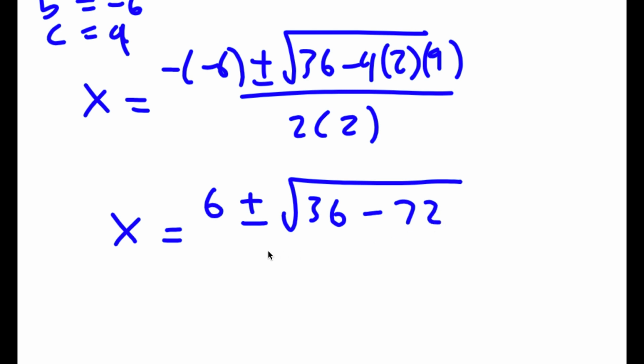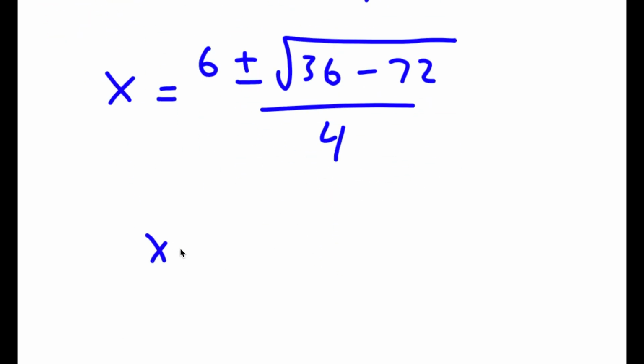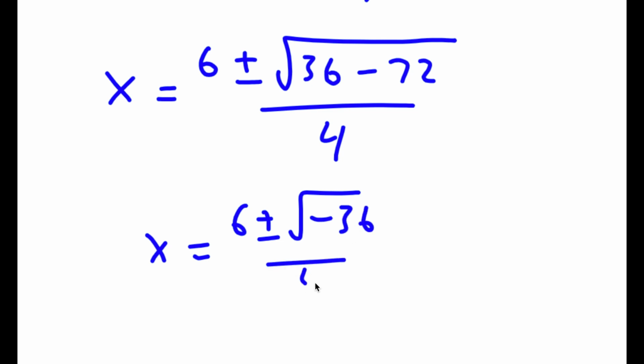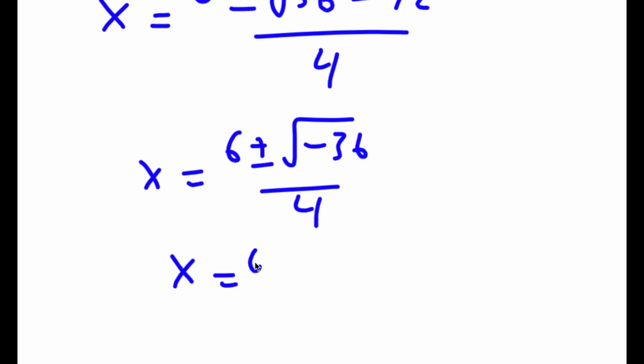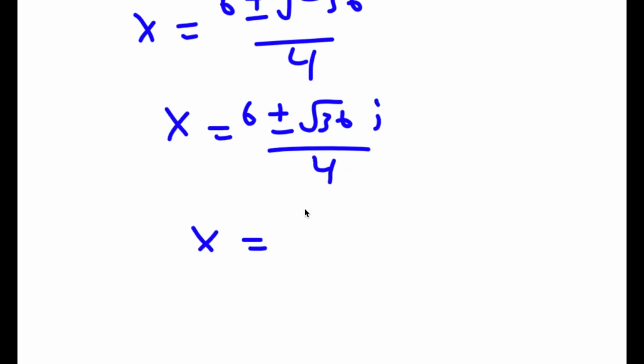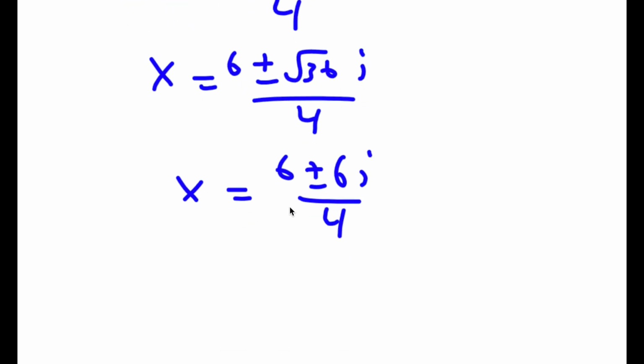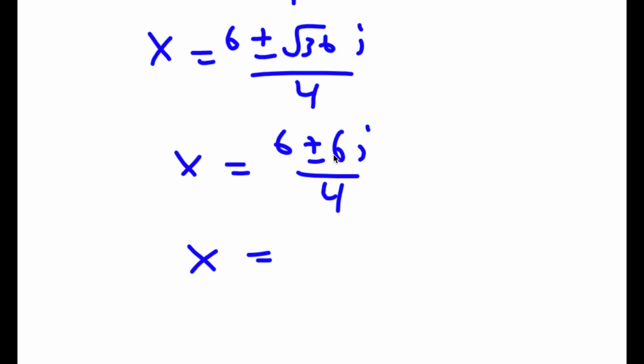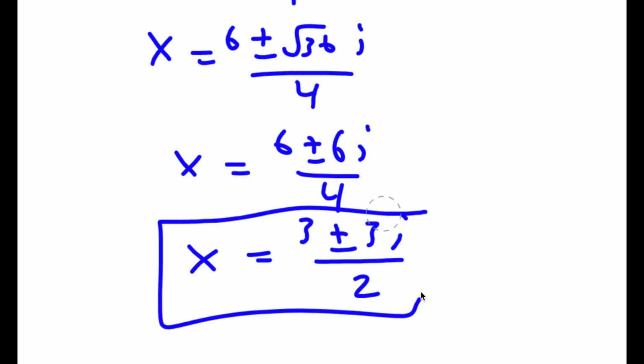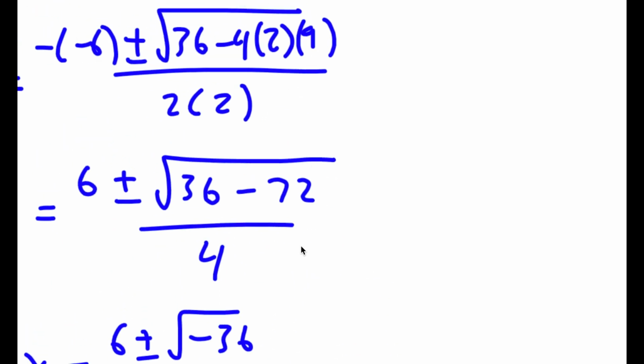is 72, all over 4, which is equal to 6 plus or minus the square root of negative 36 over 4, which is equal to 6 plus or minus the square root of 36i over 4, which is equal to 6 plus or minus 6i over 4. And if I divide everything by 2 over here, I get 3 plus or minus 3i over 2. So these are two more solutions.